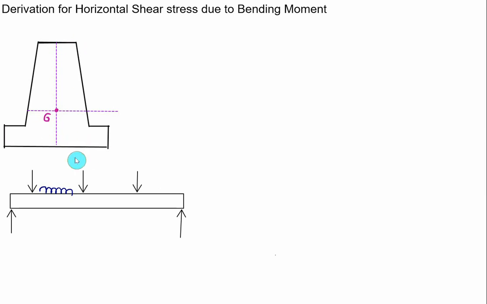At the bottom we have a flange, so the maximum area is on the bottom side. So the centroid will be on the bottom side. Let's represent G here, which means the centroid.